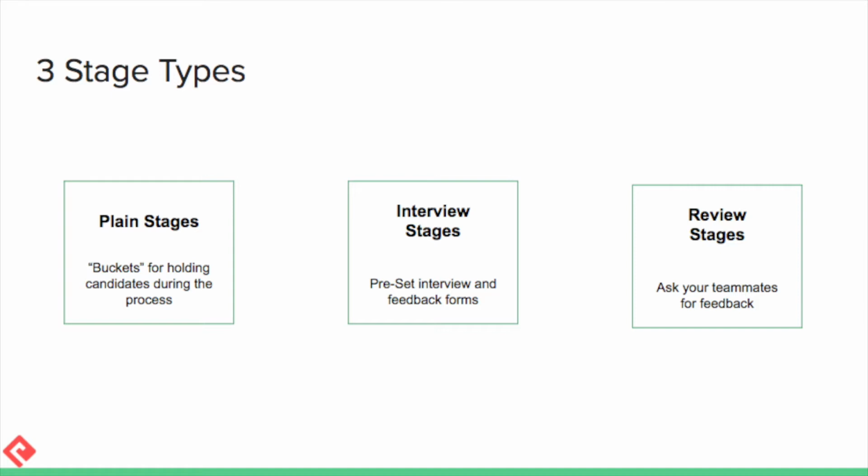The third type of stages that we have in Recruiterbox are review stages. Review stages allow you to send a candidate for review throughout the hiring process. This stage can also be preset with details. You can go ahead and set up who's going to review the candidate. You can also set it to either automatically or manually send the candidate for review to your users when the candidate enters this stage. This is really handy for your team to review the profile and leave their feedback.